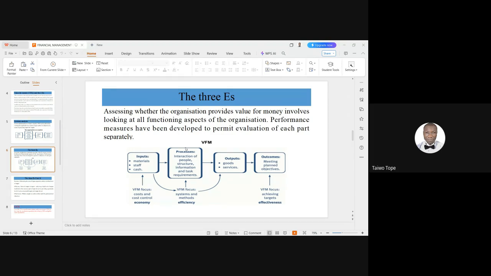So efficiency requires you to use your resources in a way that maximizes output. That is, you produce more service or product, better off than the last time you produced. Based on what we have on the diagram, the focus of value for money in relation to efficiency has to do with systems and methods. What system have we adopted? What method have we adopted to convert the input? Is the method efficient or inefficient? If it is efficient, it will reflect in the output. Yes, so that is efficiency.